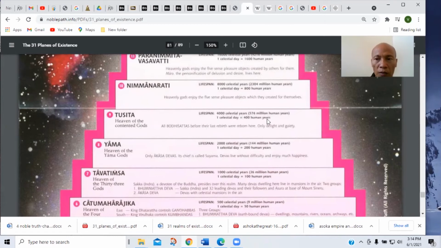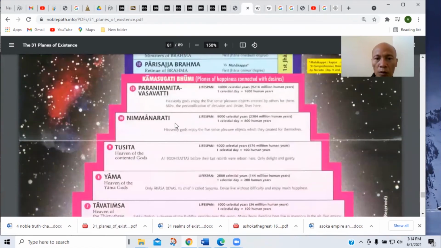So that's their lifespan. And according to the Buddhist view, Maitreya Bodhisattva, the future Buddha, lives in this Tushita heaven, and he will come down to attain Buddhahood, to become Buddha, probably around 576 million years from now.